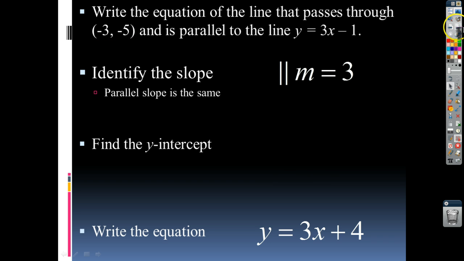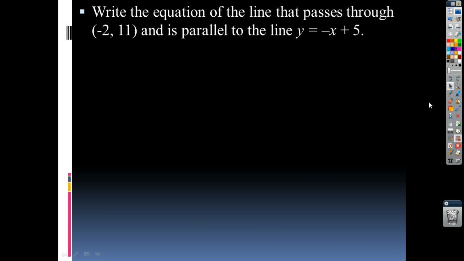Okay, moving right along. Let's do it again. Write an equation of the line that passes through (-2, 11) and is parallel to the line y equals -x plus 5. Why don't you go ahead and try solving this one. You try writing the equation on your own. Go.